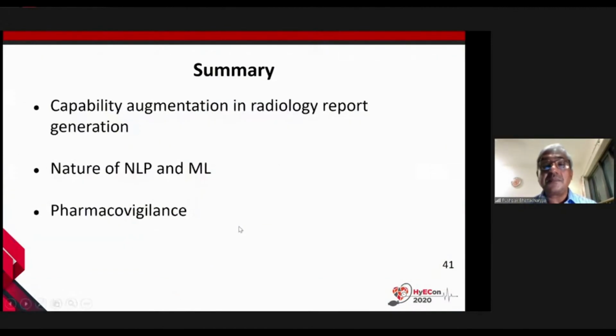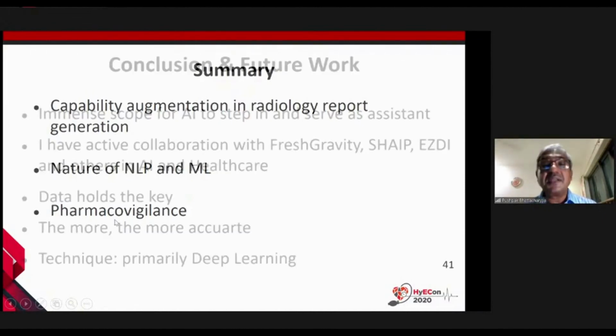So, summary of my presentation, we have a shortage of time. Capability augmentation in radiology report generation: we have got quite a lot of success in working on this problem, and it is being used in quite a few hospitals in Bombay. The nature of NLP and machine learning was described. I talked about the ambiguity problem and how machine learning chooses the right option amongst ambiguities. And pharmacovigilance is an important problem which we have been working on for about the last 3 years.